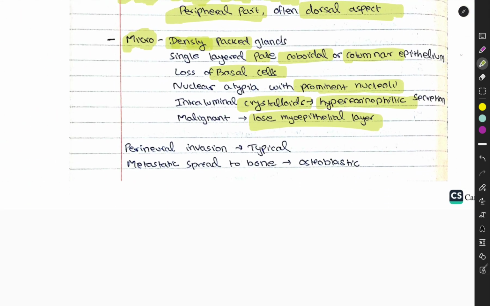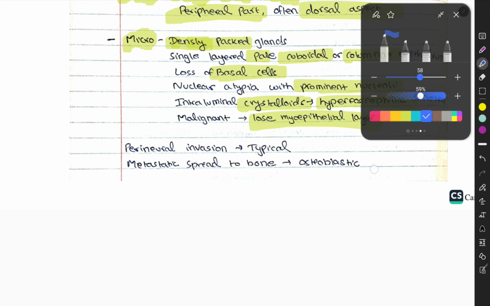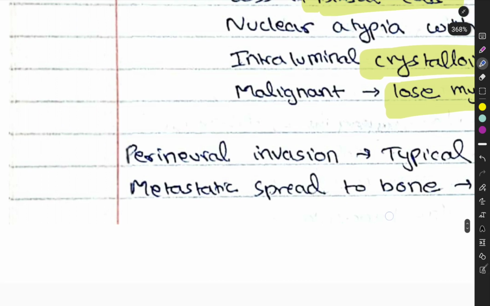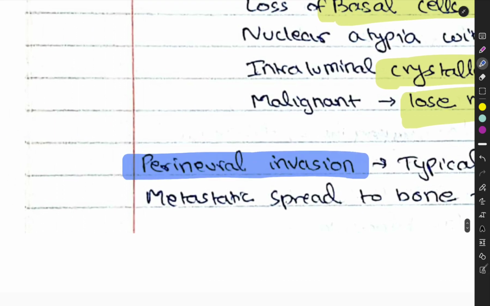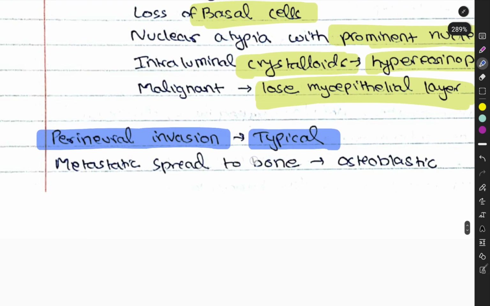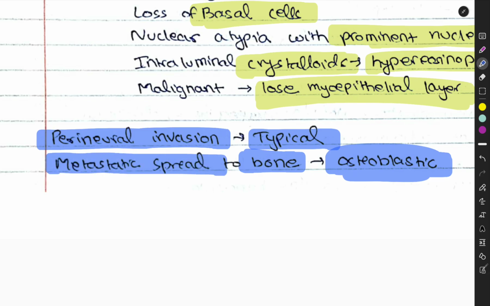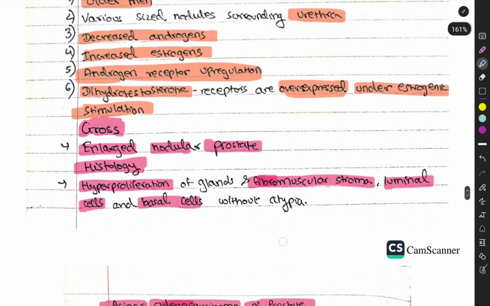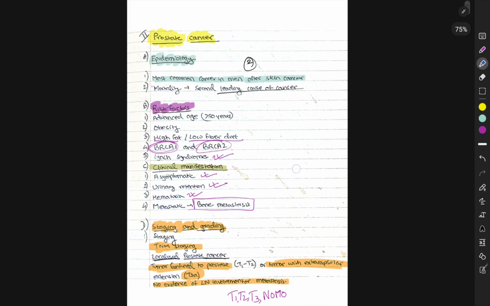Now, the common invasion is perineural invasion, very common. It's typical, and bone metastasis, which is osteoblastic as discussed. Metastatic spread to the bone, osteoblastic. Okay. Ta-da!